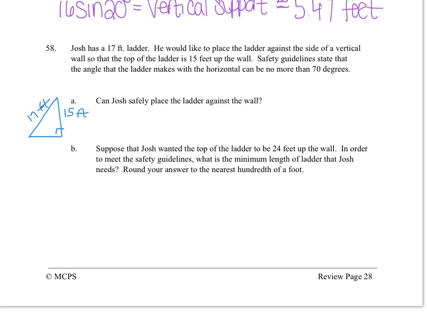Safety guidelines state that the angle that the ladder makes with the horizontal can be no more than 70 degrees. So we're talking about this angle right here. Can Josh safely place the ladder against the wall? So basically what we need to find is, what is the measure of this angle, and is it more or less than 70 degrees? Well, I see that from this angle, I have an opposite and I have a hypotenuse. So I'm going to use the sine function, and I'm going to have sine of theta equals 15 feet over 17 feet.